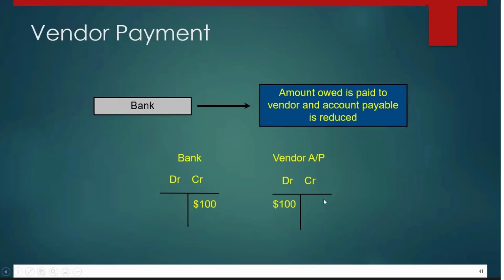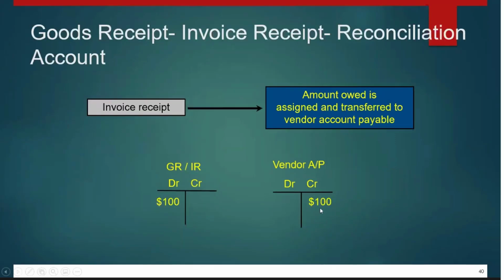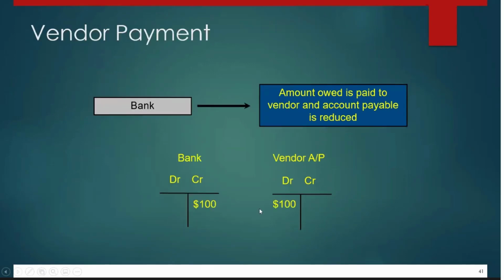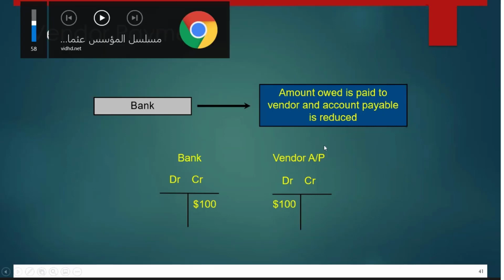And then after that, when you do the payment, what happens? I will clear the vendor, meaning in the debit, 100. This means I will clear the liability, the credit of 100, because I pay the vendor 100. And then I will reduce the bank. My bank account will be reduced by 100. This means I put it in the credits. And this is what happens in the accountings.